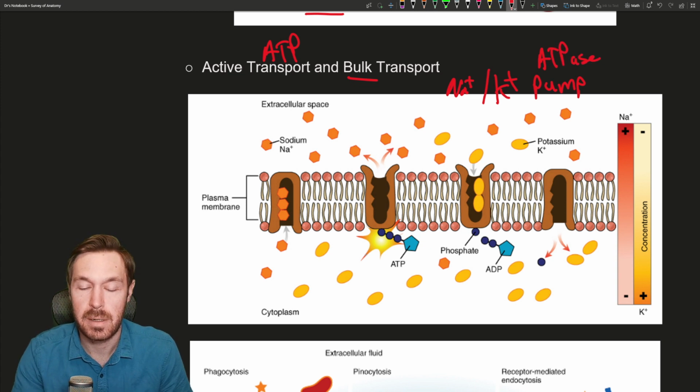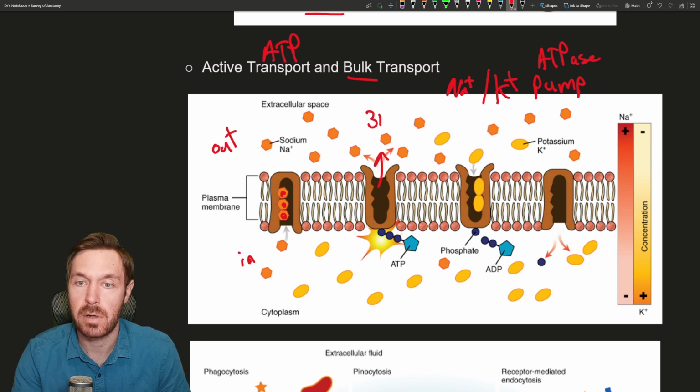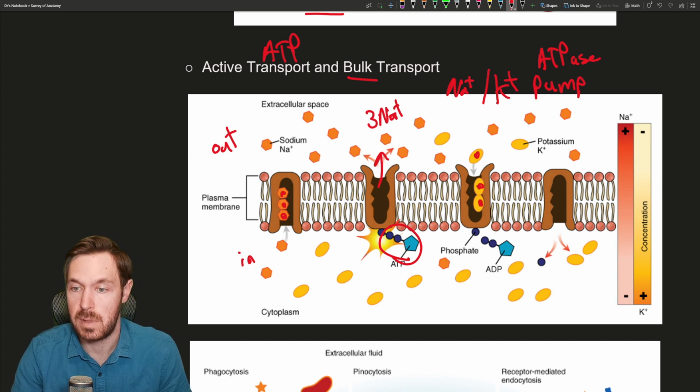So what happens here, this pump loads in 3 sodium ions from inside. So this is in and this is out. And it pumps them out. They get released. So 3 sodium ions get pumped out of the cell. Then energy is used. 2 potassium ions then load into the cell. This hydrolyzes. That causes the release of energy. And then 2 potassium ions come in to the cell.